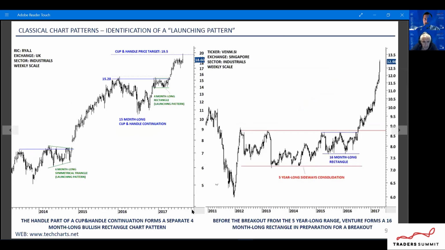Now, this is an interesting concept, launching pattern. Identification of a launching pattern. Now, of course, my late mentor, Peter Brandt, his books are a gem, and I have basically memorized both of his books. And this is his concept, the launching pattern.